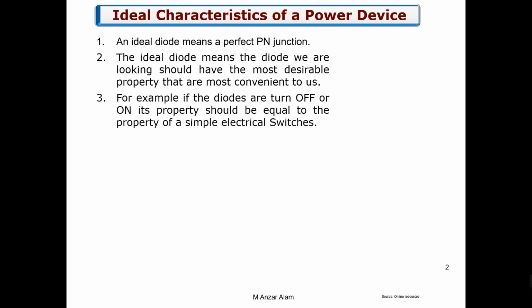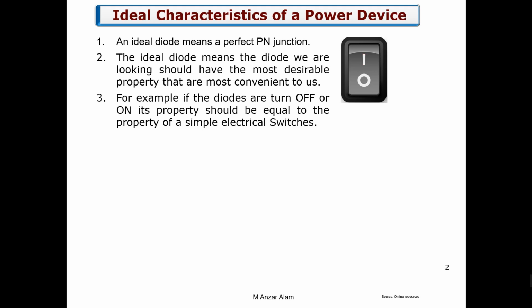Now, for example, if the diode is turned off or on, its property should be equal to the property of a simple electrical switch. I forgot to tell you, if we try to put an example of a diode, it's a mechanical switch. For example, here this is the piano switch, and if we turn it off, there will be no flow of current. Similarly, the same property should hold for the diode.